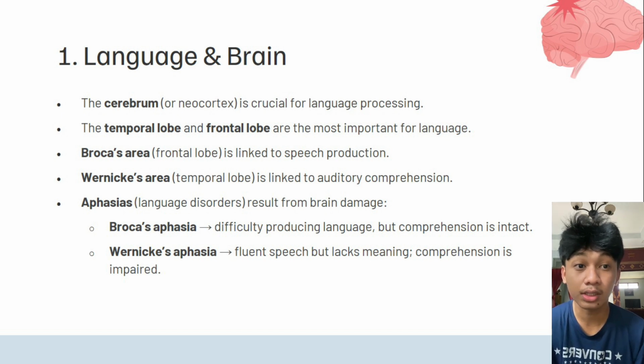The first one is Broca's area, in the frontal lobe, which plays a role in language production. If damaged, it causes Broca's aphasia, which is difficulty speaking, but understanding is still relatively good. Sufferers often speak in short sentences that are not grammatically correct, for example, "eat, hungry," without connecting words.